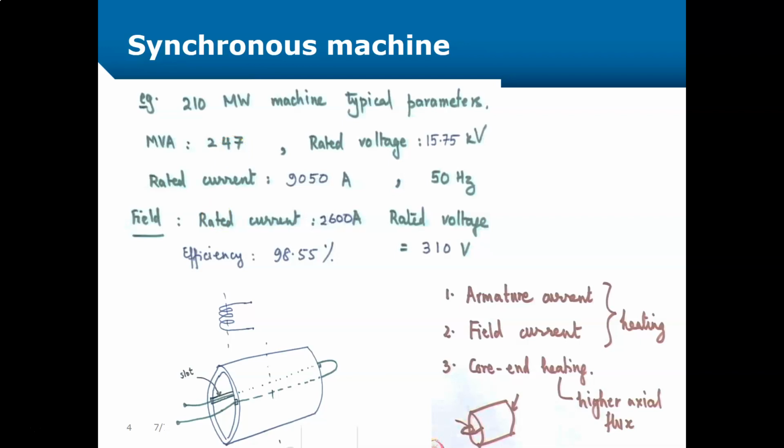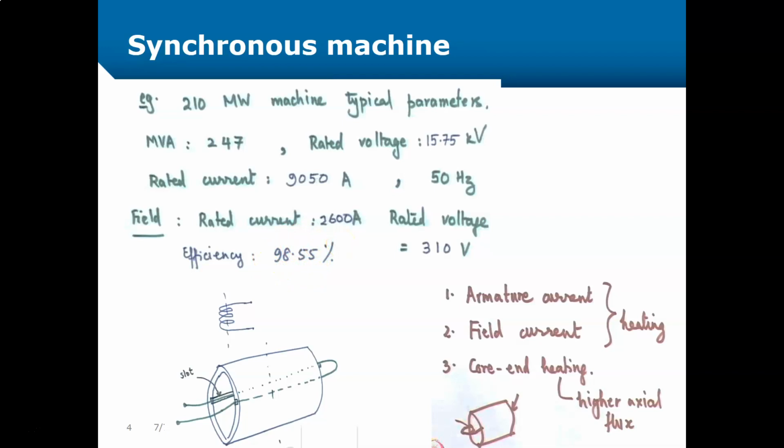Similarly for the field, you get a rated current of 2600 amps. The rated current here means the current which flows in the field winding in order to get the rated voltage under loaded condition, that is the full load or rated load condition. The rated voltage of the field is around 310 volts, and the efficiency can be very high, in this case maybe 98.55%. But this is of course for the generator we're talking about, not the turbine and so on.